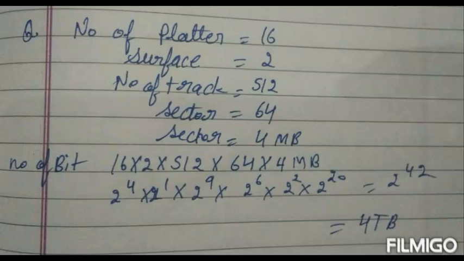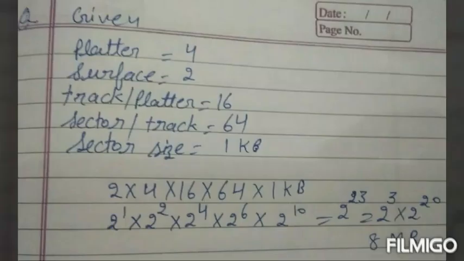Now we will take another example. The given configuration is platters equal to 4, surfaces is 2, tracks per platter is equal to 16, sectors per track is equal to 64, sector size is 1 KB. Write all these numbers in multiplication form. Present all these numbers in 2 ki power.